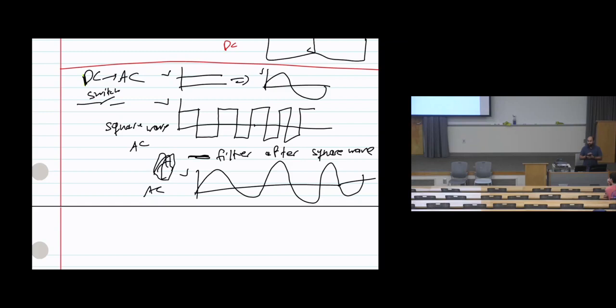Again, we used a filter. Why do we use a filter? Because the original signal is already included in the square wave. The square wave is an infinite series of cosines. I need one of them. Basically, how? Use the filter.